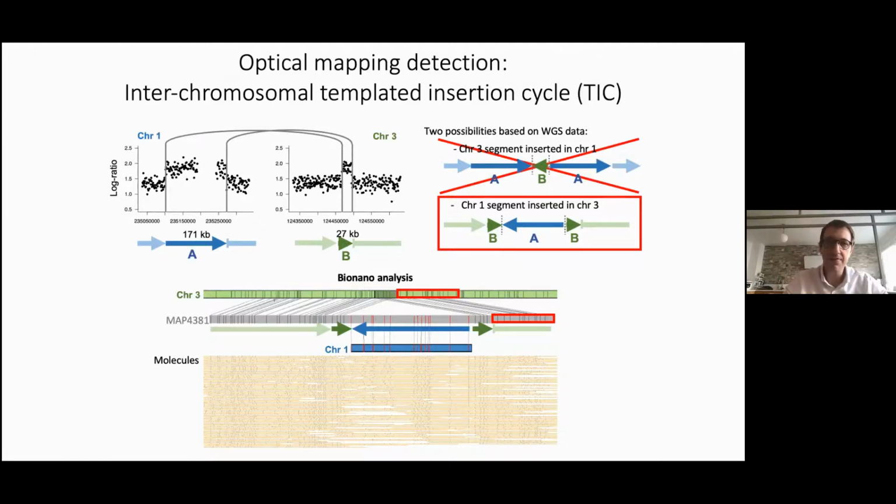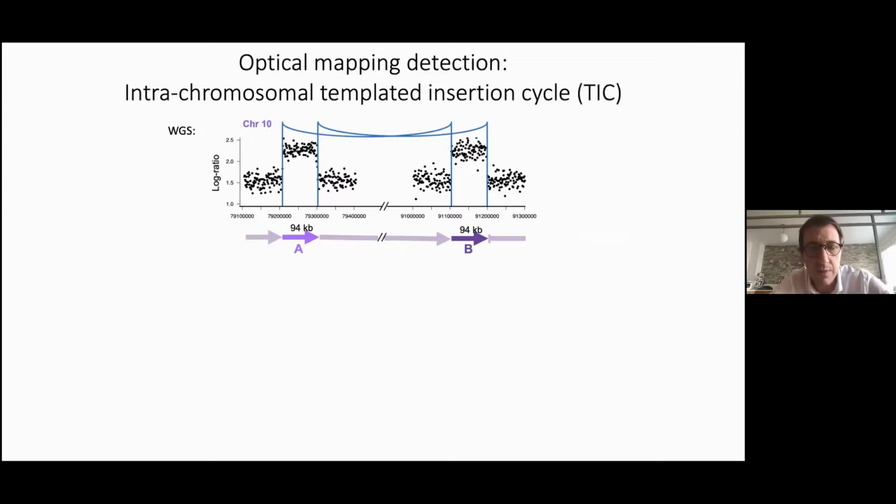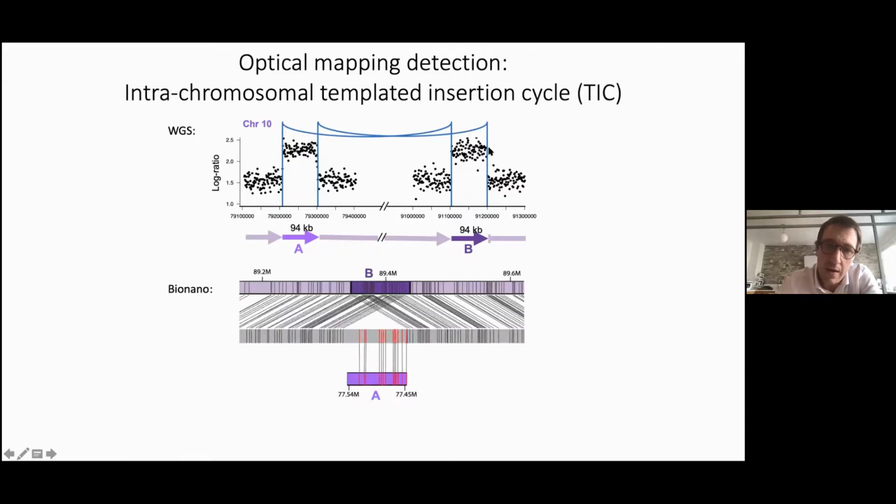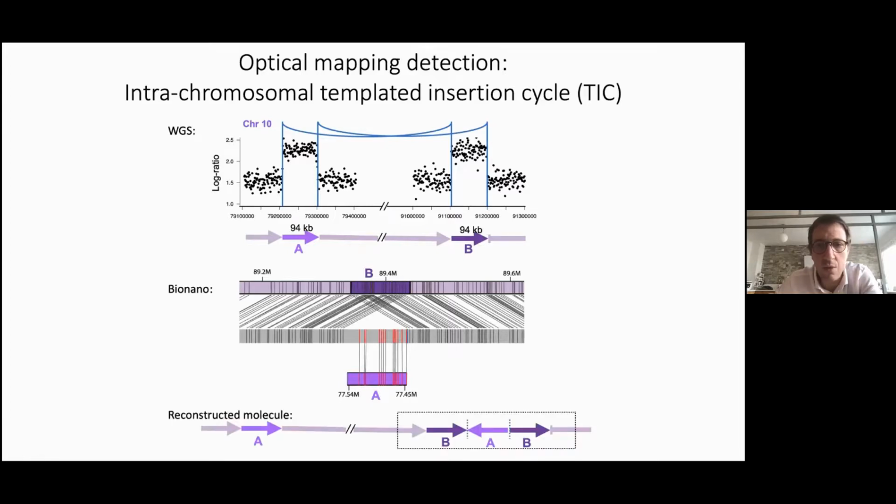We also identify other kinds of events which are strongly related, but involving only intrachromosomal templated insertion cycles. In this case, we have 2 gained segments linked by inversion breakpoints. And with Bionano, we identified long molecules validating the event in which segment A is inserted into 2 copies of segment B at the end of chromosome 10.